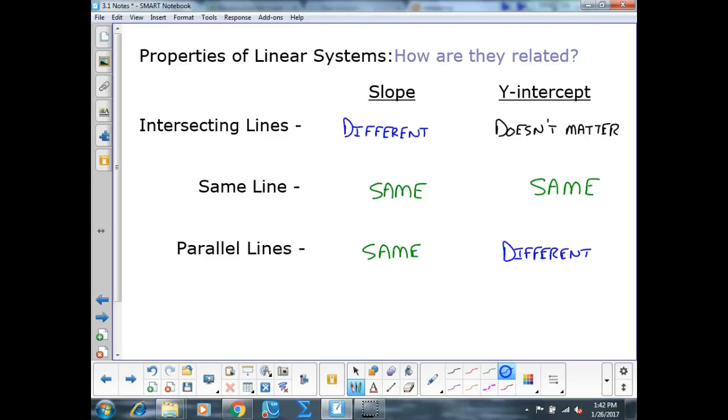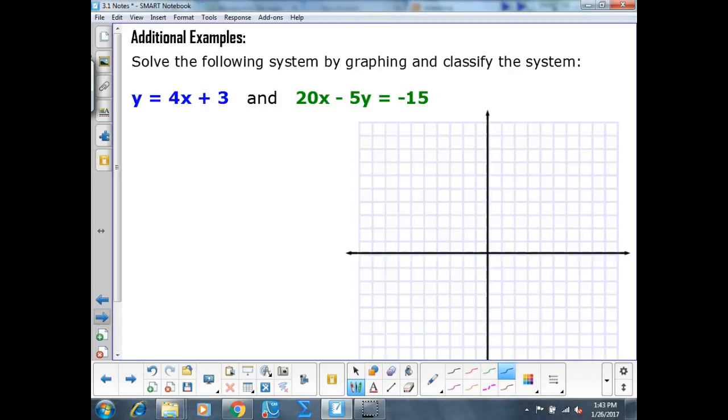All right. Ready to try one on your own now? Go for it. Try that one. Alright, so negative 5y equals negative 20x minus 15. Y equals 4x plus 3. Uh-oh, that means that they're the same, right?